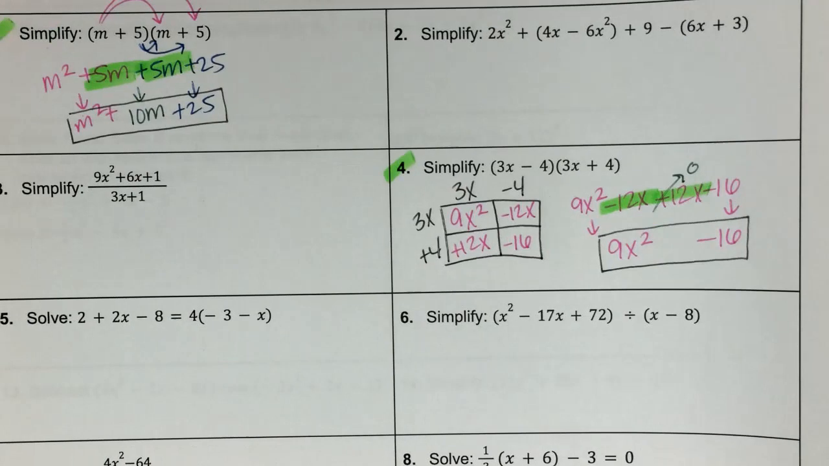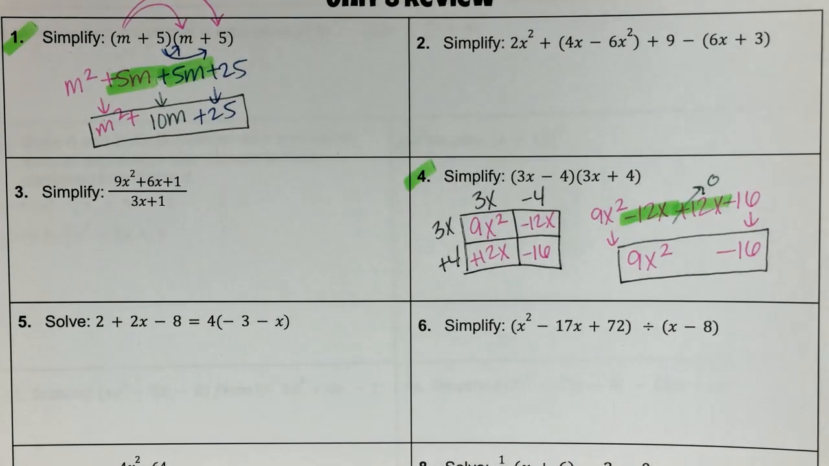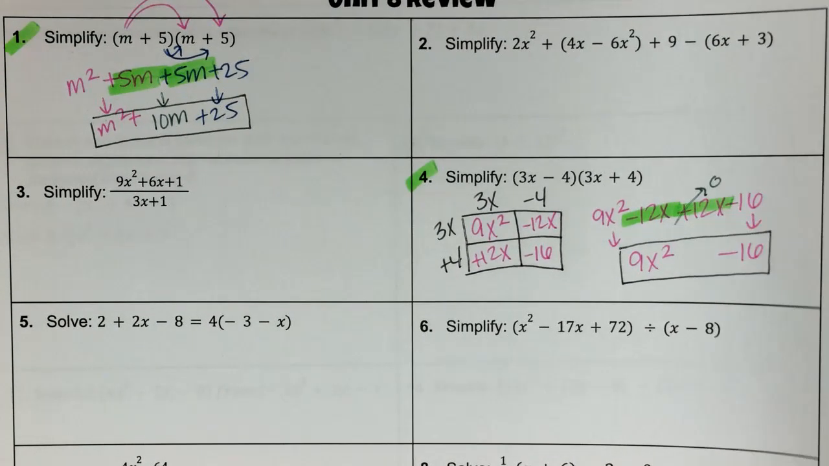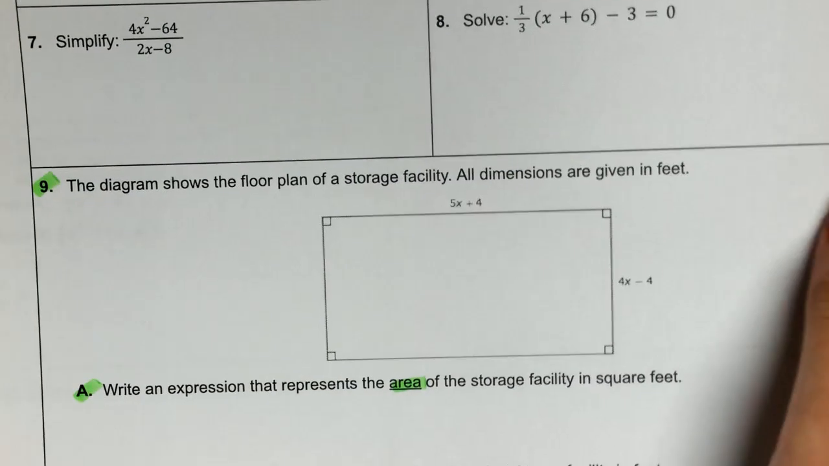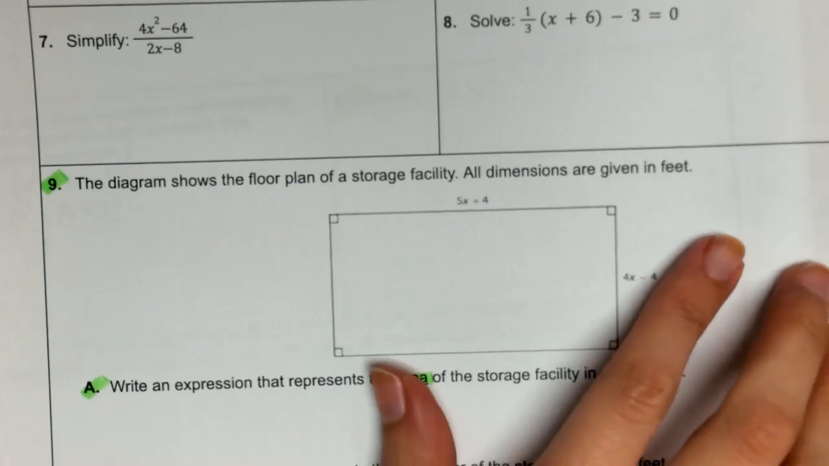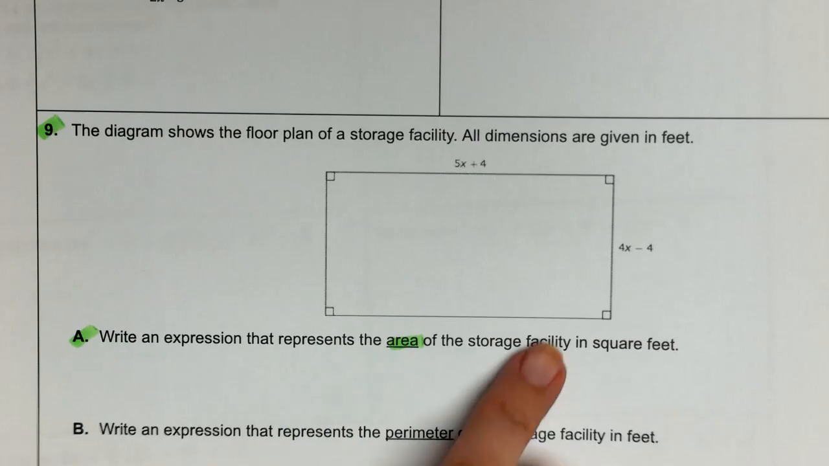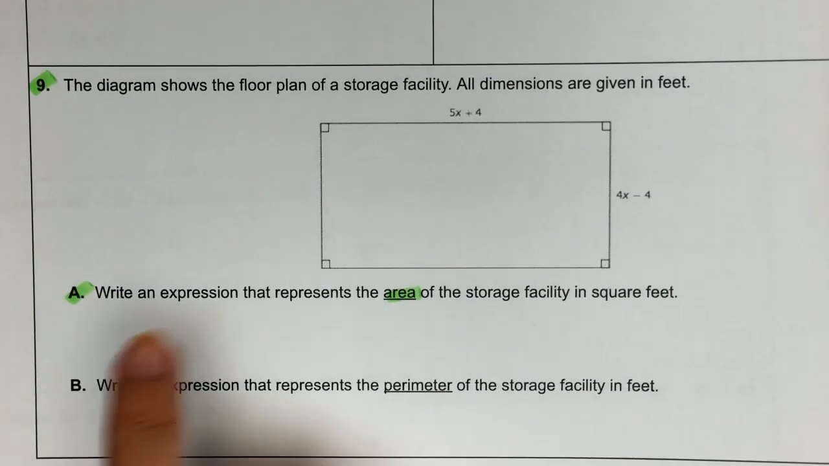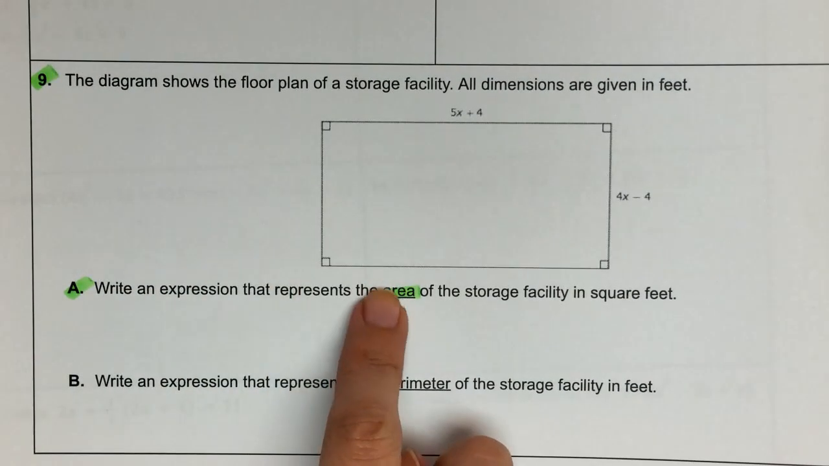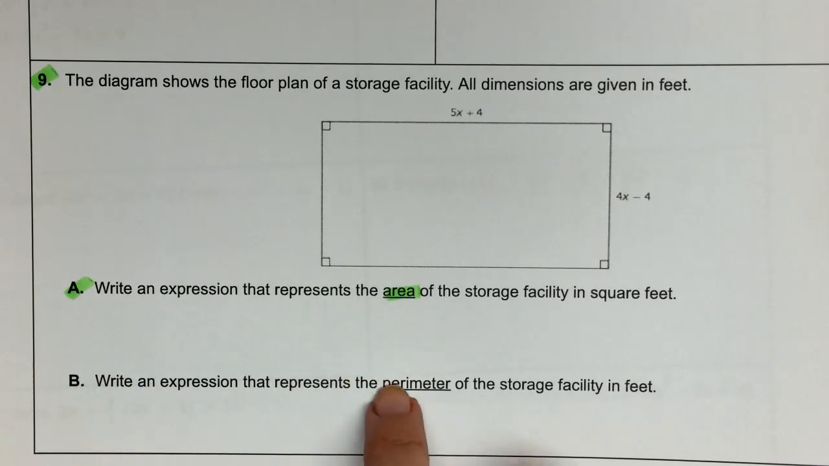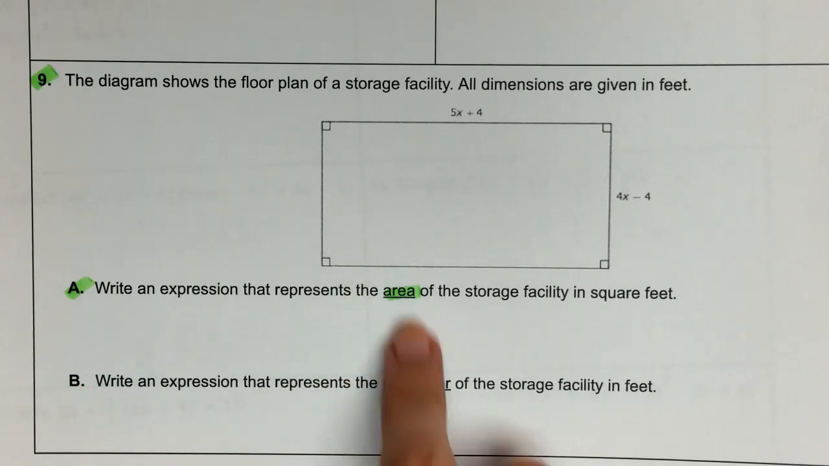So that is problems 1 and 4, both multiplying. The next multiplying problem in your review is number 9a. So be careful with number 9. You have two different instances in number 9. In number 9, for part A, it asks you to find the area, and part B, it asks you to find the perimeter. These are two different problems.